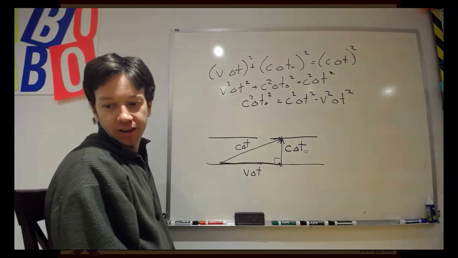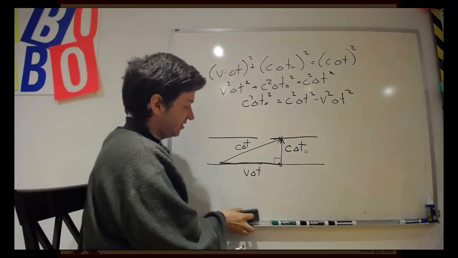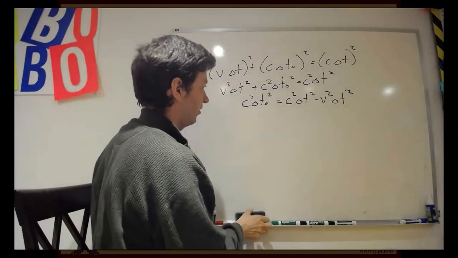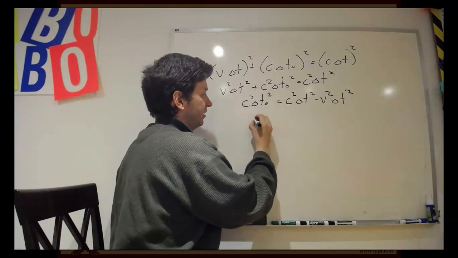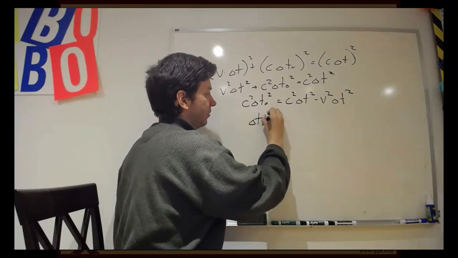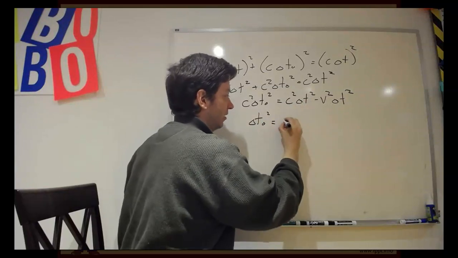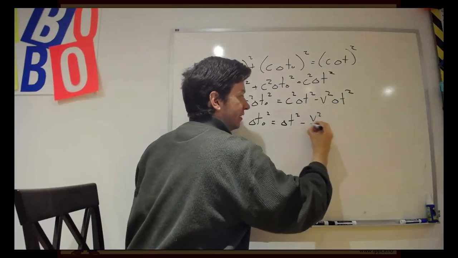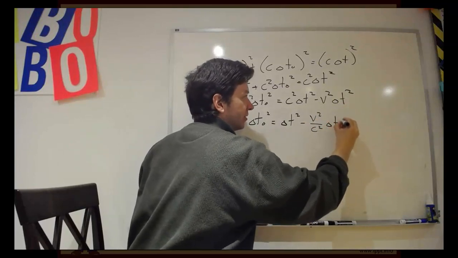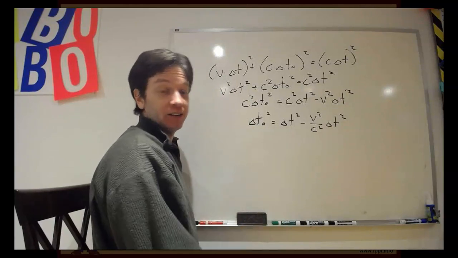Okay, so now let's make it a little simpler. I'm going to just erase this and divide every term by c squared. So we get delta t naught squared equals, well, c squared divided by c squared, they just cancel, delta t squared minus v squared over c squared times delta t squared. All right, let's factor out a delta t.